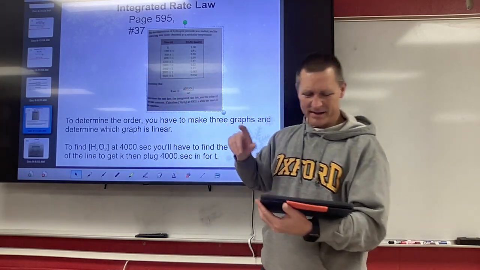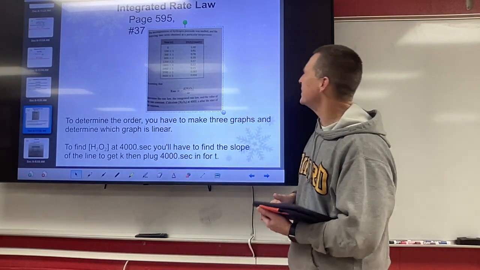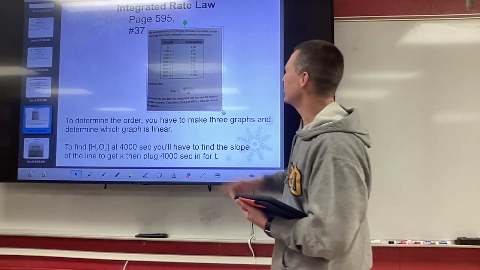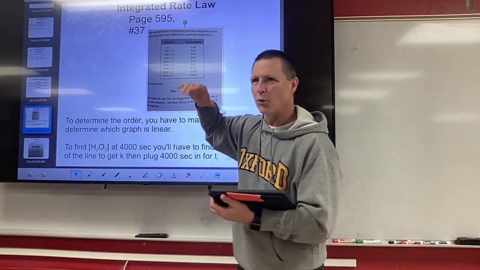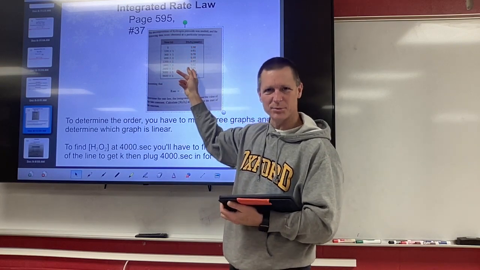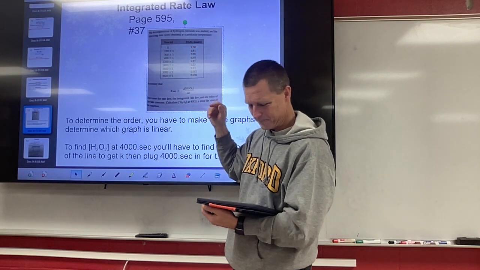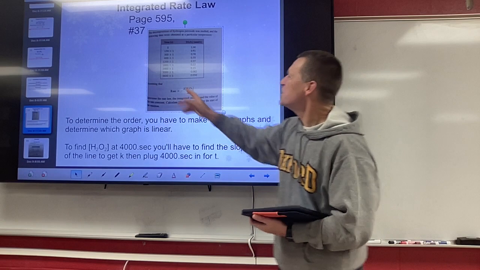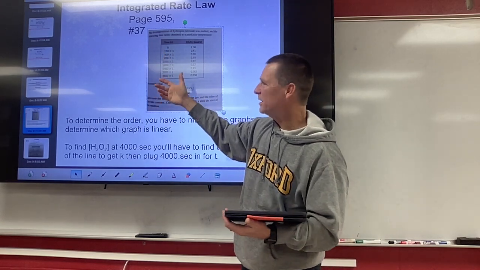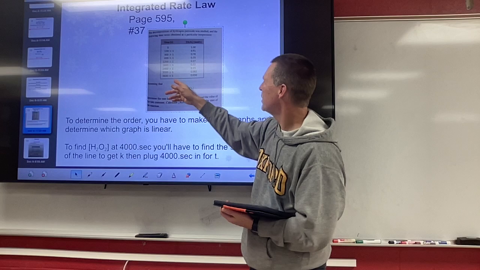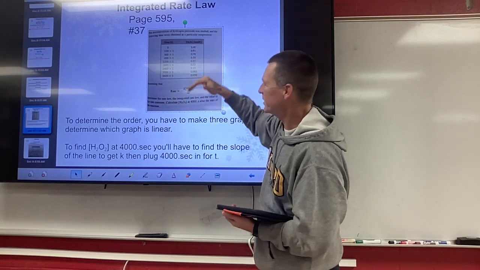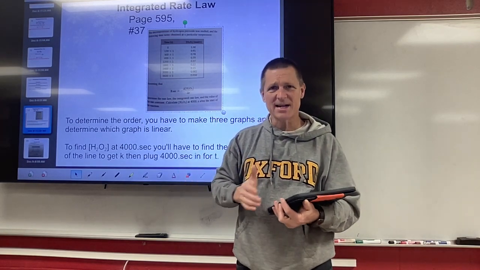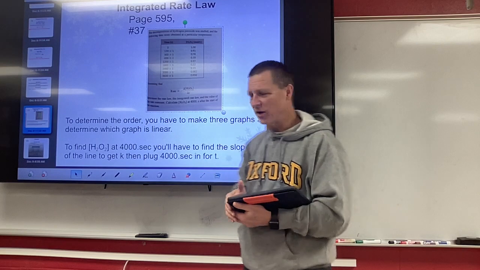In number 37, it says the decomposition of hydrogen peroxide was studied, and this data were obtained at a particular temperature. So they're watching how the concentration of hydrogen peroxide, the reactant, is changing as it decomposes. Over the period of 20 minutes or so, they're monitoring the concentration of H2O2. As we see how the concentration changes versus time, that's going to give us an integrated rate law.